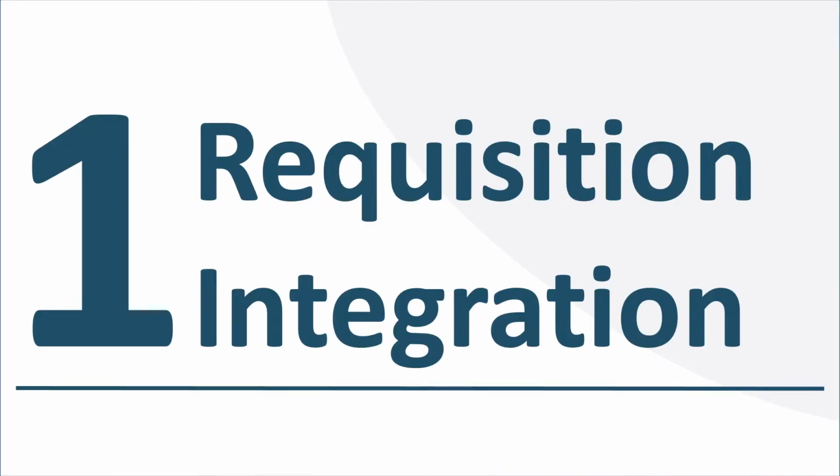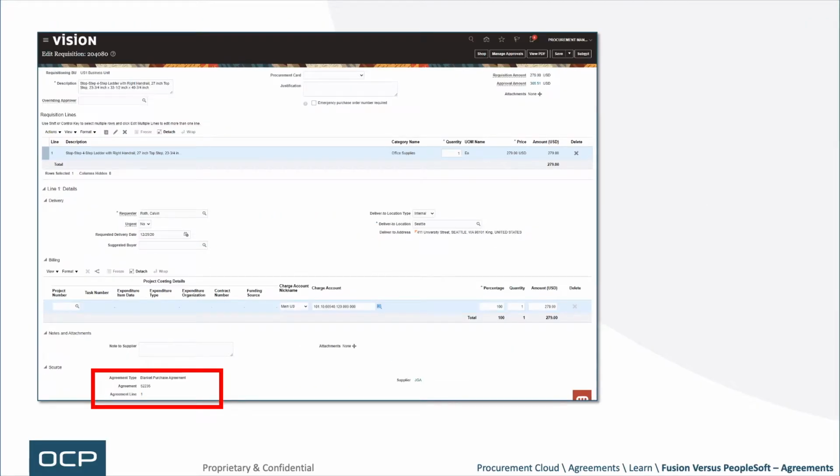Okay, so requisition integration. When you're in PeopleSoft, your ability to see procurement contract information within managed requisitions is limited. It's really focused on requisition, order, receive, invoice, pay. And so one of the things you'll notice in Fusion is when you create requisitions and you link them to agreements, you see both the agreement number and the agreement line.